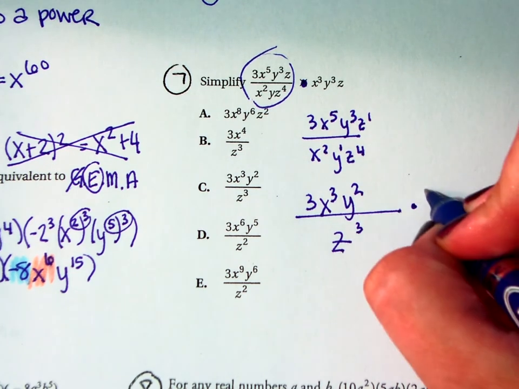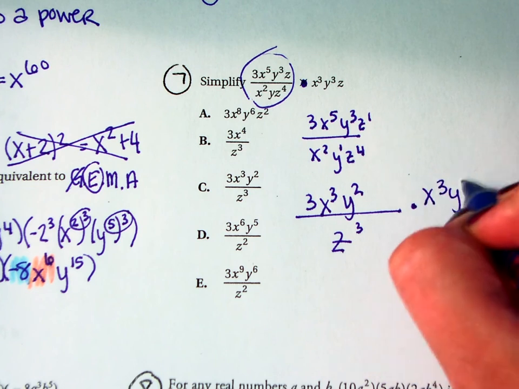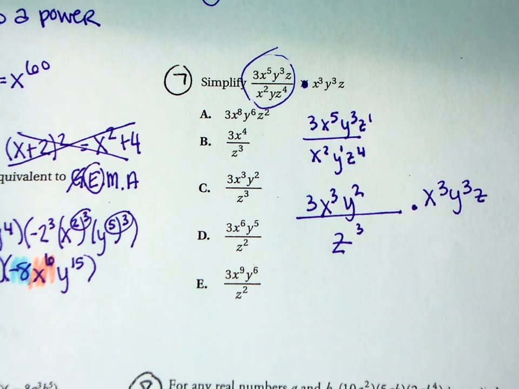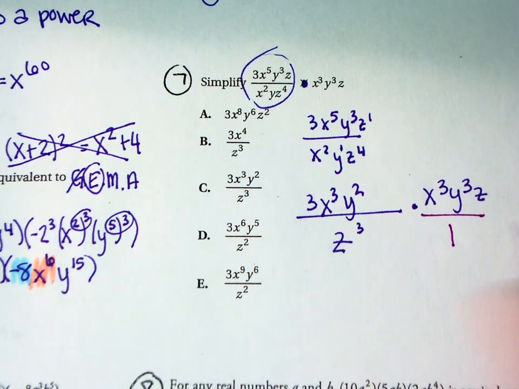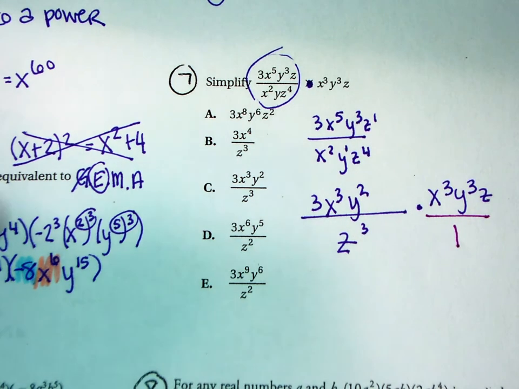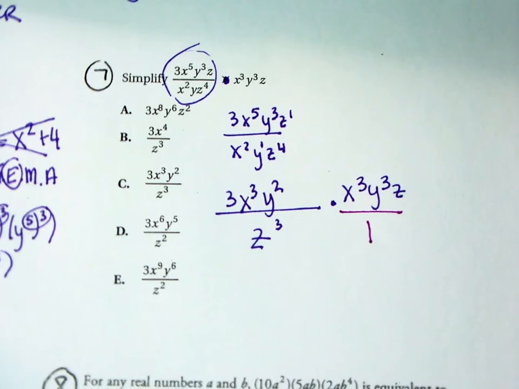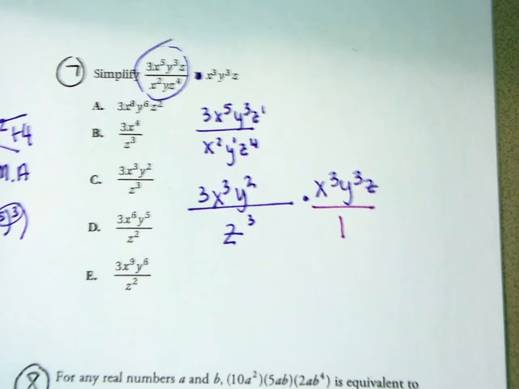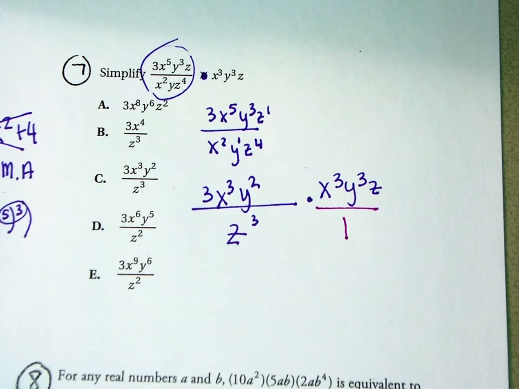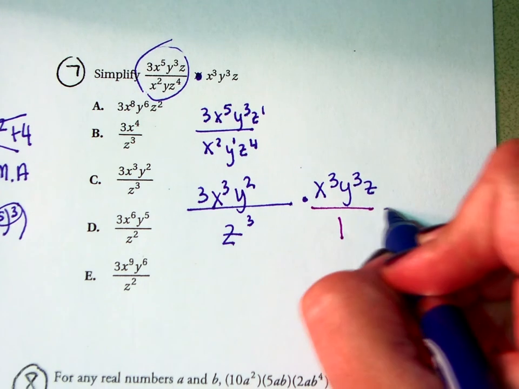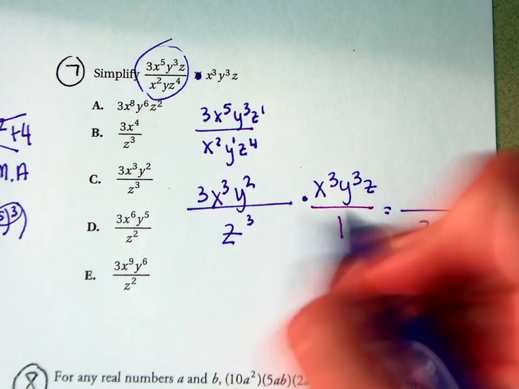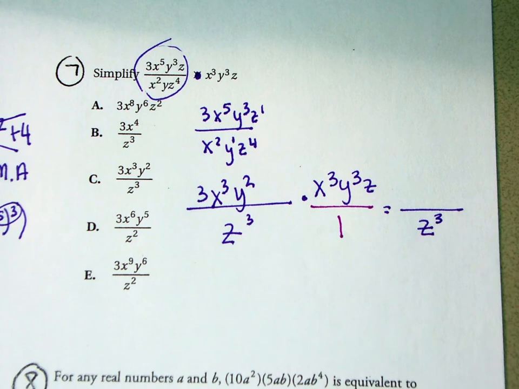Now I'm going to multiply x cubed y^3 z. Now, one thing I want to make sure that you know is we're multiplying a fraction here. So I need to put this over 1. And the reason I put that over 1 is to make multiplying by the numerator a whole lot easier. So I'm going to go ahead and multiply. Top times top, bottom times bottom. So z to the cube times 1 is just z cubed.